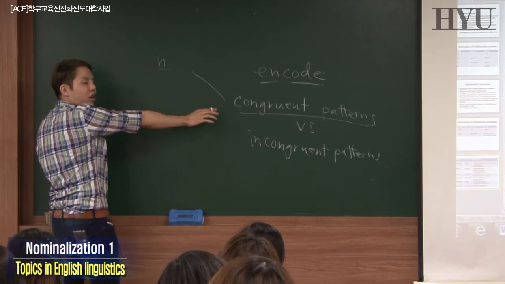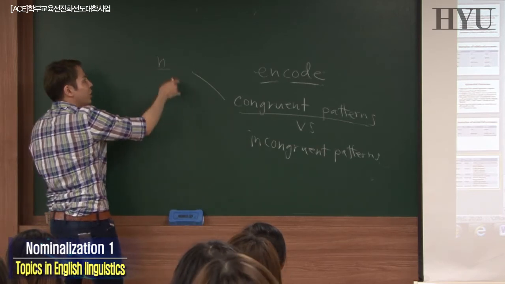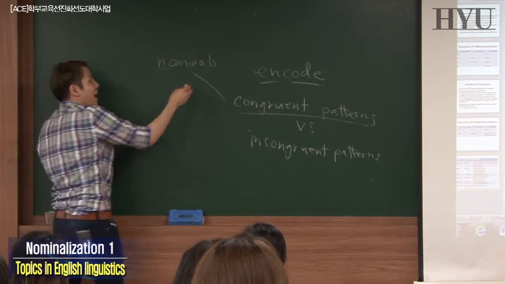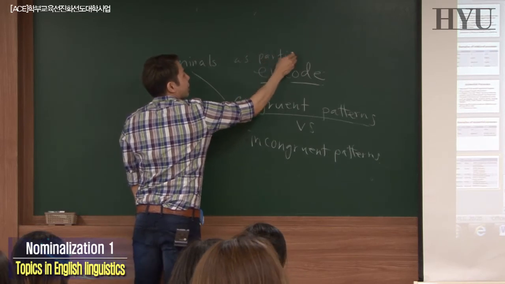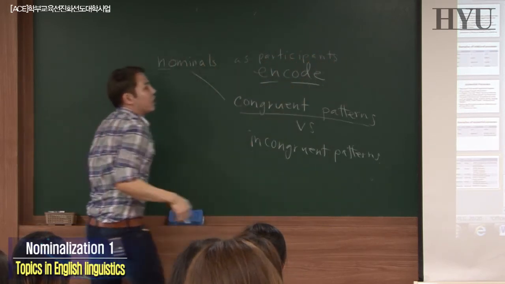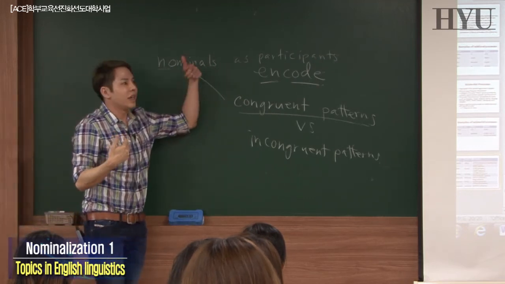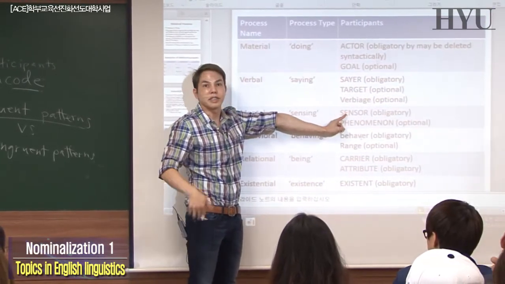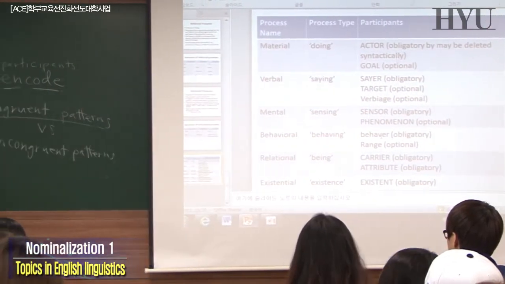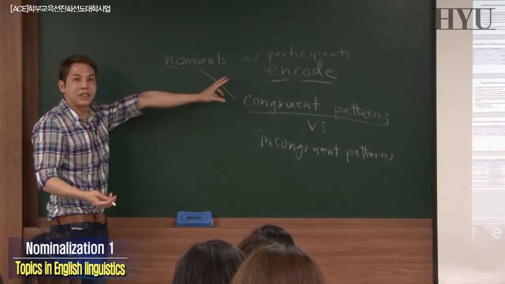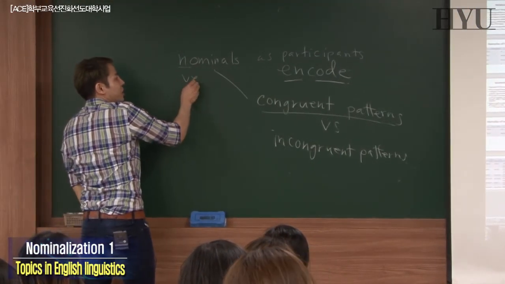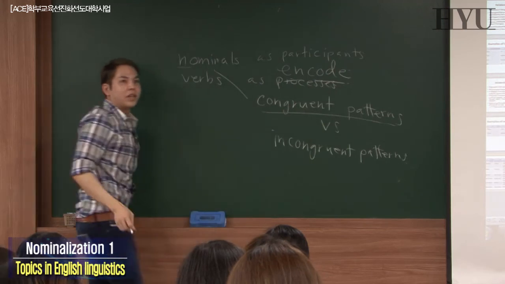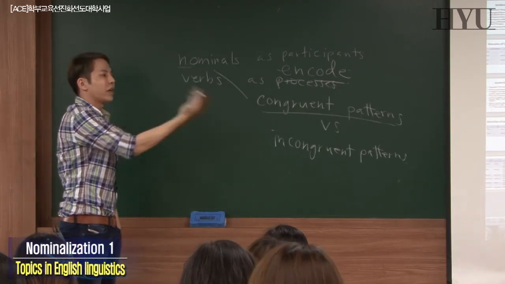And in congruent patterns, like basic sentence patterns, you would have nominals, like noun groups, as participants. Participants could include an actor, the goal, the sayer, the senser, and so on. Typically, you would have noun groups as participants, and you will have verbs as the process, right? To think, to do, to kill, to move, whatever.